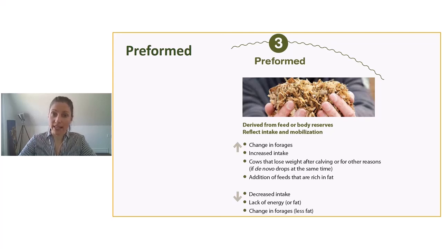If the preformed fatty acids are below average or trending down, maybe the dry matter intake is going down and cows are eating less, maybe there's a lack of energy, or maybe you changed forage and the fat proportion in that forage went down, so the preformed will be trending down. Those are all solutions that you can be looking into. And again, this document is available on our website, so if you want to go on and download it, you can find a few things that you can be looking into depending on your milk fatty acid profile.